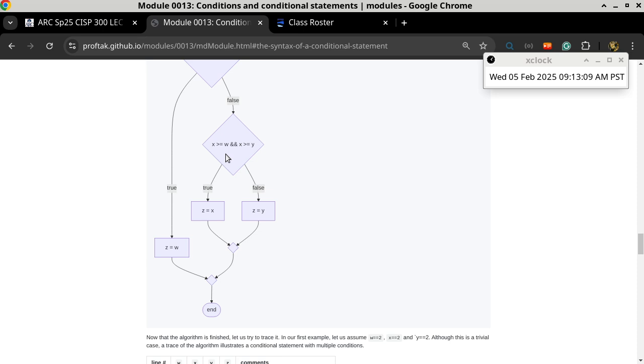So now the third path is to say, the answer to this question is also false. That means w is not the maximum, x is not the maximum. We only have three variables, so y has to be the maximum. So that's why we now follow the false branch here, and we conclude that y is the maximum of the three, store the value of y into z, and then we get to this merge point, go to this merge point, and then we end.